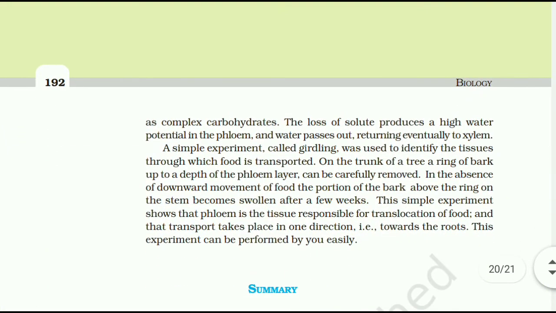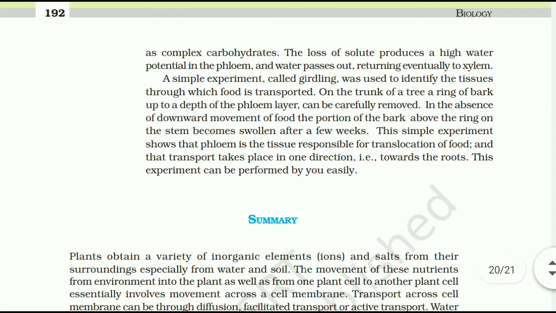As complex carbohydrates, the loss of solute produces a high water potential in the phloem and water passes out, returning eventually to xylem. A simple experiment called girdling was used to identify the tissues through which food is transported. On the trunk of a tree, a ring of bark up to a depth of the phloem layer can be removed carefully. In the absence of downward movement of food, the portion of bark above the ring of the stem becomes swollen after a few weeks.